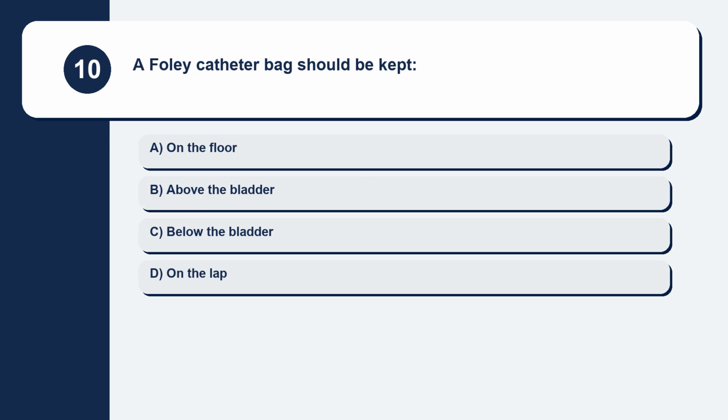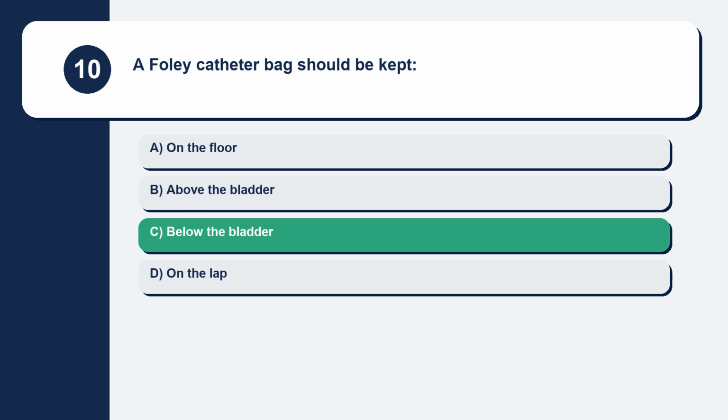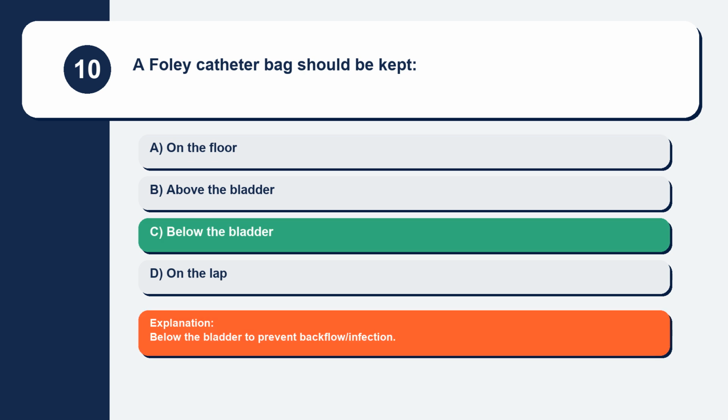Question 10. A Foley catheter bag should be kept on the floor, above the bladder, below the bladder, or on the lap. Below the bladder to prevent backflow and infection.